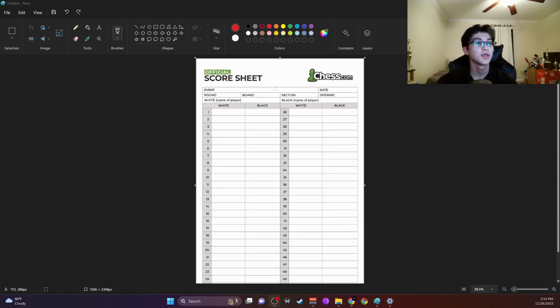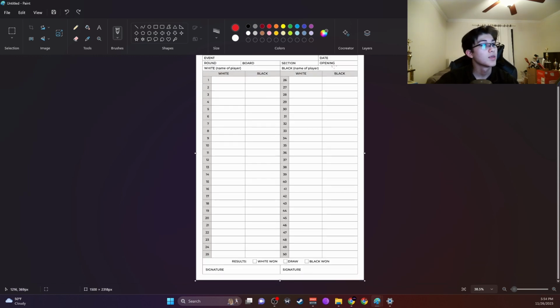So first things first, let's take a look at the notation sheet. Here I have an example from chess.com, and this is what we're actually going to be putting our moves onto. Different sheets might look a little bit different, but they're all pretty much the same thing. So let's break down the different parts of the sheet. First off, the stuff at the top, up here, isn't really that important, unless you want to have a specific log of events you played at and people you played against, but we don't need that, so we're just going to ignore it. This part below it, however, is the stuff we actually need.